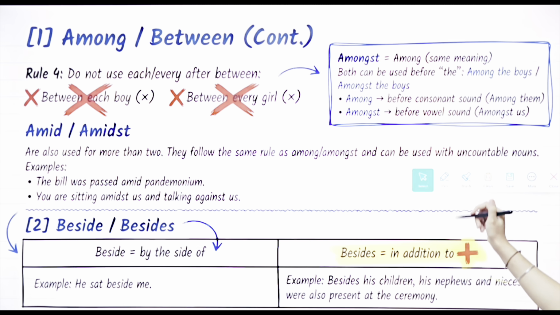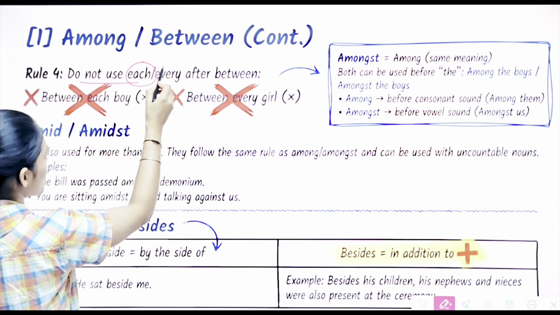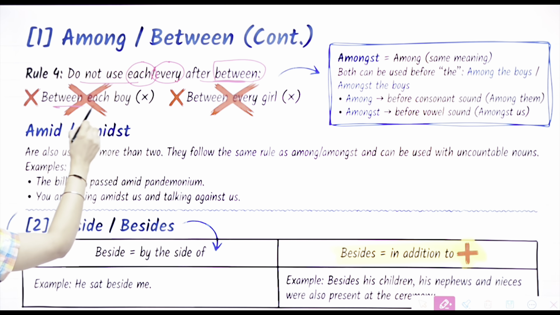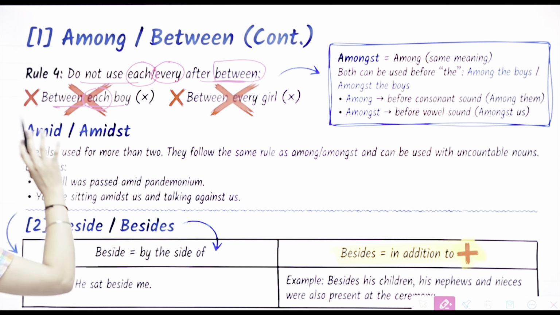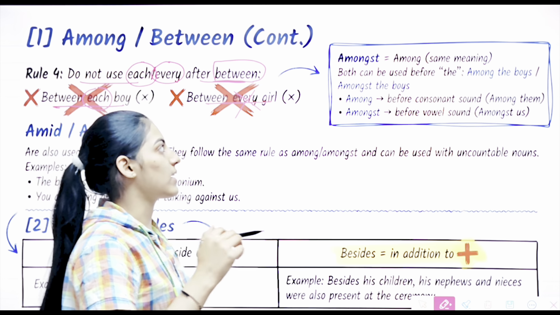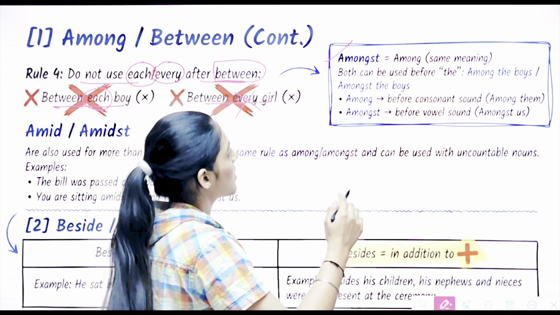Alright, now moving to the next one. Here we have rule number 4, which says don't use each or every after the preposition between. For example, between each boy becomes incorrect. Then we have between every girl, it also becomes incorrect.